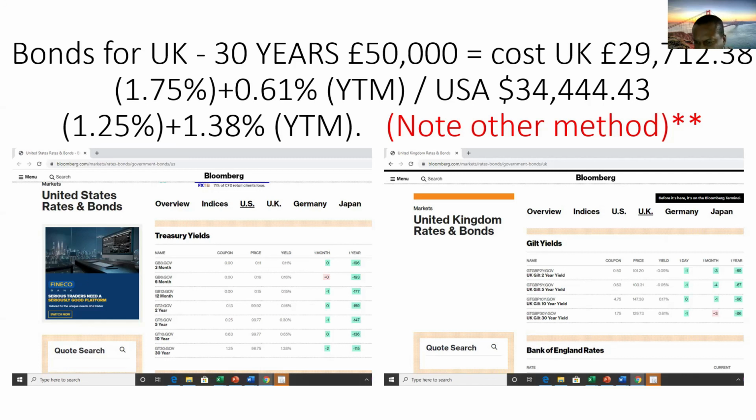So yeah, it's marginal on the yield to maturity, but well above the 2% for the coupon payment, which is quite good. So a healthy one there.